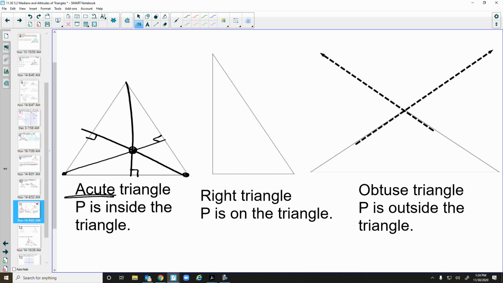So if you have an acute triangle, your orthocenter will be inside the triangle. If you have a right triangle, each of your legs are heights of the right triangle, and then your third one would be here, which means your orthocenter is always going to be the vertex where the right angle is located. So it's always going to be on the triangle.